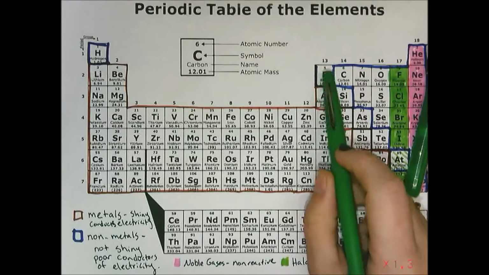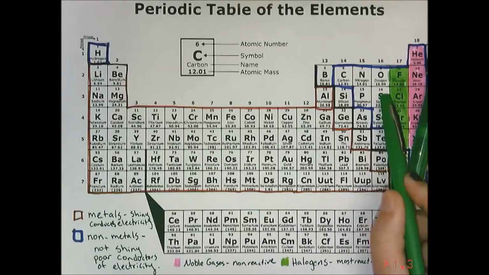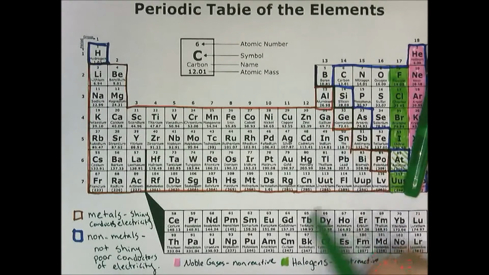That takes us over to the transition metals. Notice they didn't get put in metals and they didn't get put in nonmetals. They have some of the properties of both, and so we're going to identify them as transition.